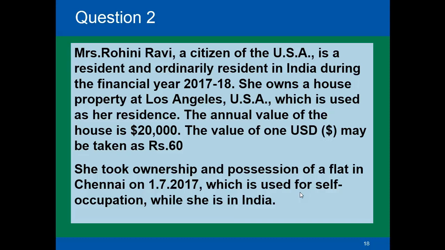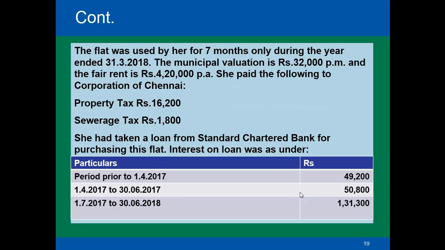She took ownership and possession of a flat in Chennai on 1st of July 2017, which is used for self-occupation while she is in India. The flat was used by her for 7 months only, during the year ended 31st of March 2018. The municipal valuation is rupees 32,000 per month and the fair rent is rupees 4,20,000 per annum. She paid the following to the Corporation of Chennai: property tax rupees 16,200, sewerage tax rupees 1,800.